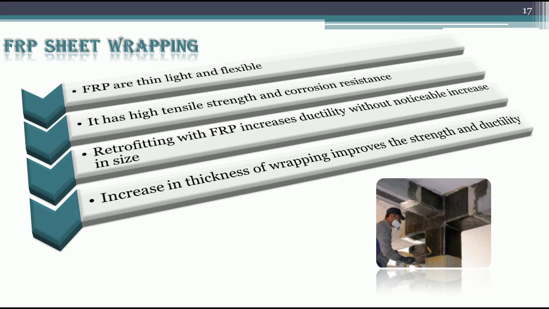Here the beam column joint is retrofitted using FRP sheet. FRP is very thin lightweight material. It is like a cloth and it is very easy to retrofit with FRP sheet.